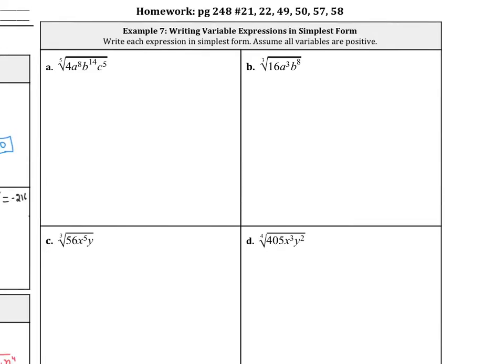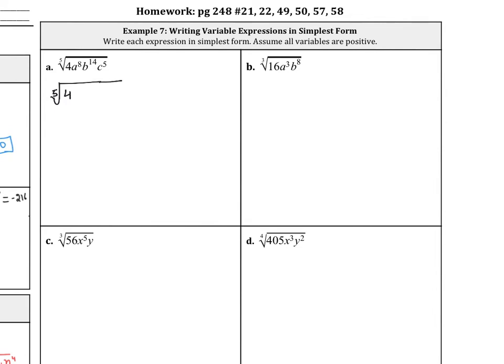Next is example number 7, and right now we have the fifth root of 4a to the power 8, b to the power 14, and c to the power 5. Just remember one thing: if you have a 1 over 5, you need a 5 to cancel the 1 over 5. If it's a number, you need a group of 5 numbers to get out of the radical symbol, or you need an exponent 5.